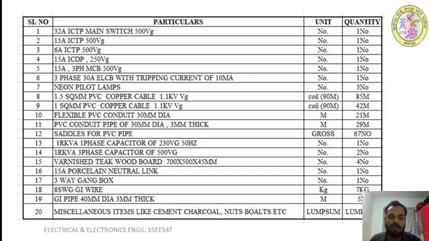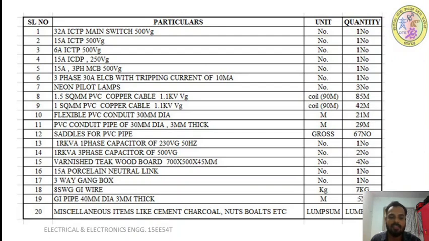Next, varnished teak wood board of size 700 by 500 by 45 mm. The unit is number. In total you require 4 numbers: 3 numbers for the 3 switch starter boards of the machines and 1 for the main board. And 15 ampere porcelain neutral link, we require 1 number. And 3-way gang box, you require 1 number. 3-way gang box we require.